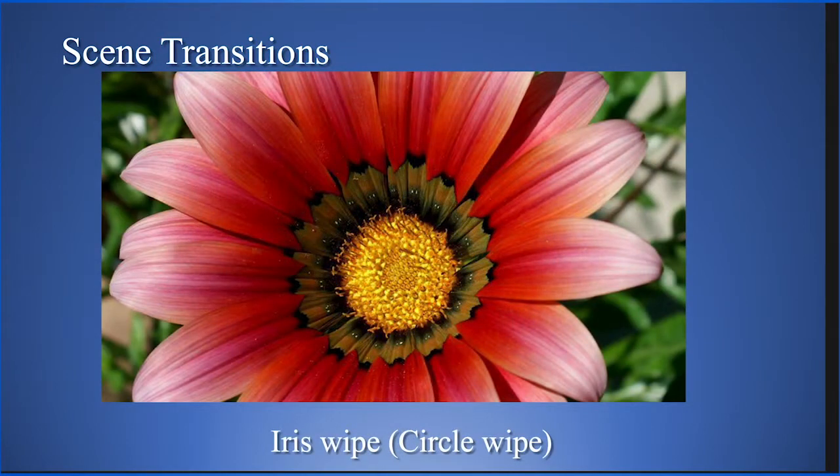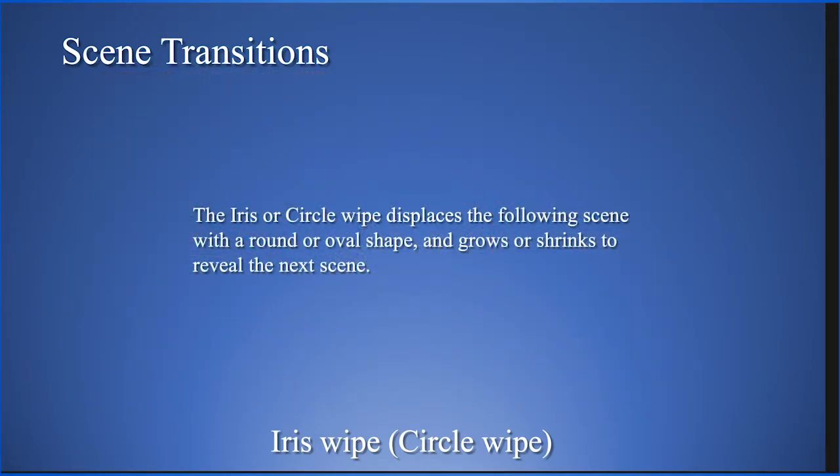Then an iris wipe or a circle wipe. The iris or circle wipe displaces the following scene with a round or oval shape, which grows or shrinks to reveal the next scene.